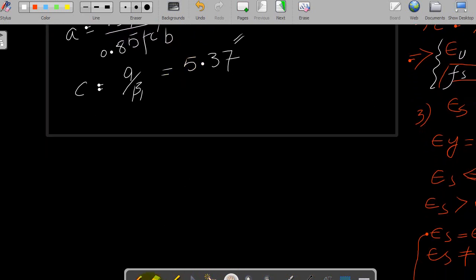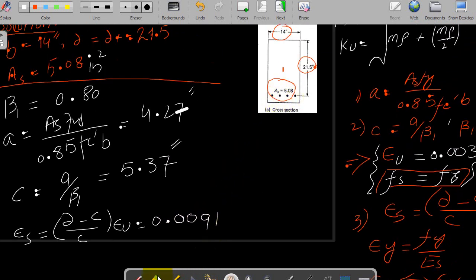Now, having found the value of c, we will calculate the strain in the steel, epsilon s. Epsilon s equals d minus c divided by c, times epsilon u. We know all the values: epsilon u is 0.003, and d is 21.5 inches. Just plug in all the values and we get 0.0091.